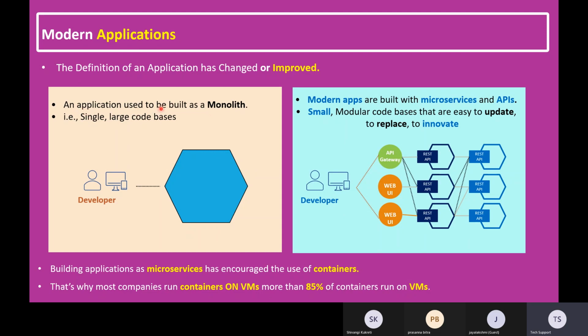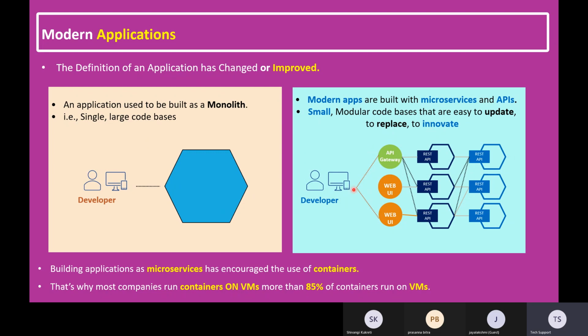An application used to be built as a monolithic. Monolithic means a single, large code base, so a developer can run all the code on one single system only. Modern applications are built with microservices and APIs, application program interface, so it's completely based on API calls. We can deploy small, modular code bases that are easy to update, replace and innovate.